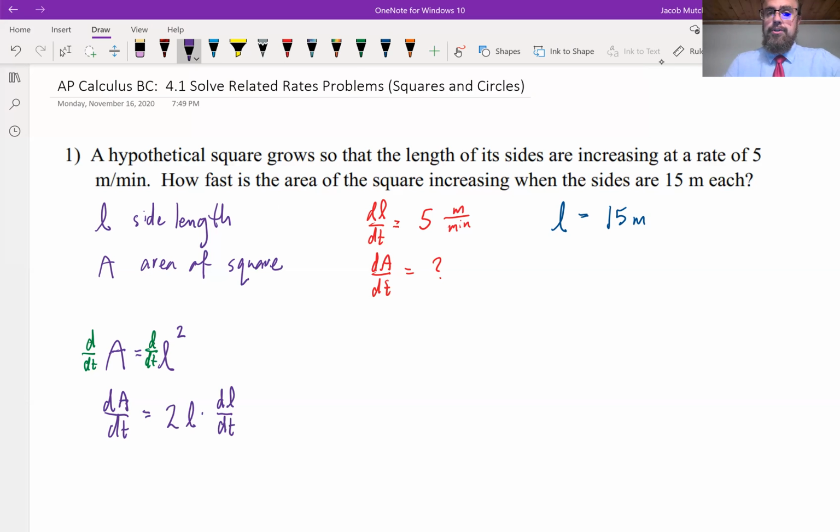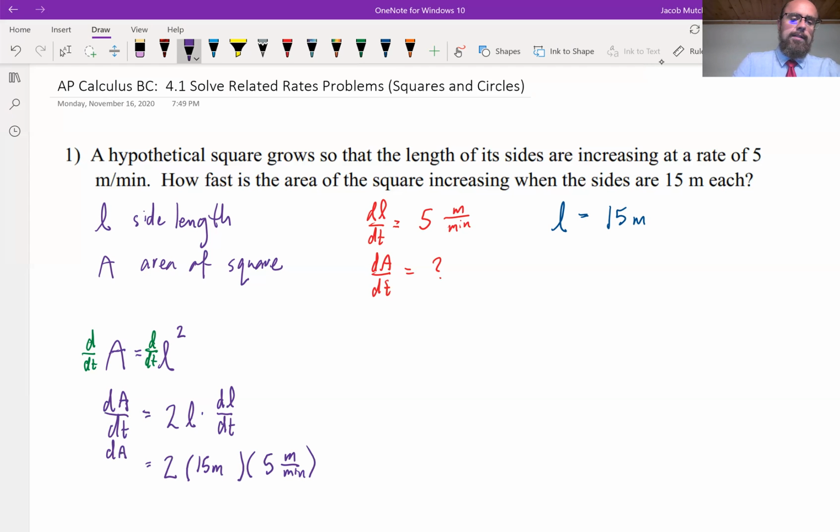Now that equation really is going to be our entry into answering this question: how fast is the area of the square increasing when the sides are 15 meters each? I just need to make some substitutions. I want to substitute for the specific length, the 15 meters. And I also see that I've got recorded up here that the rate that the length changes with respect to time is 5 meters per minute. So I'll make a substitution for dL/dt as well.